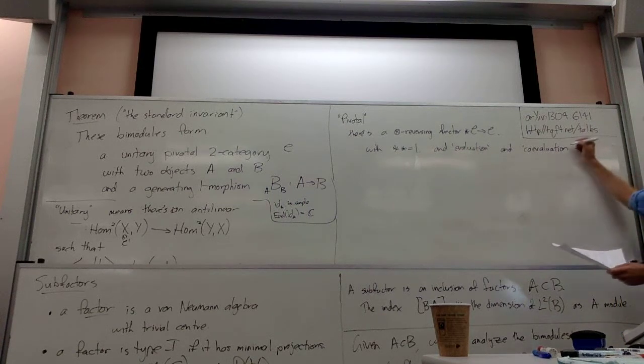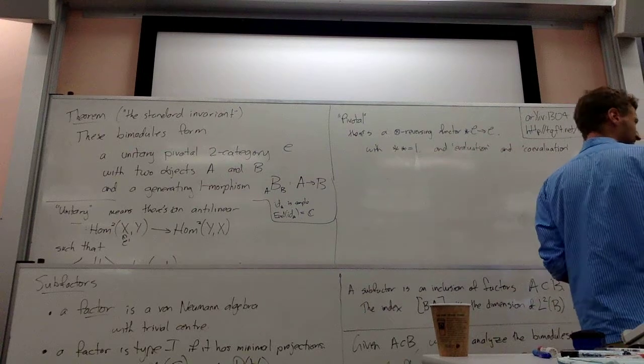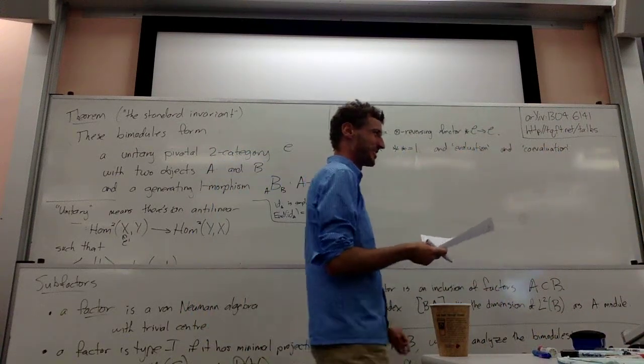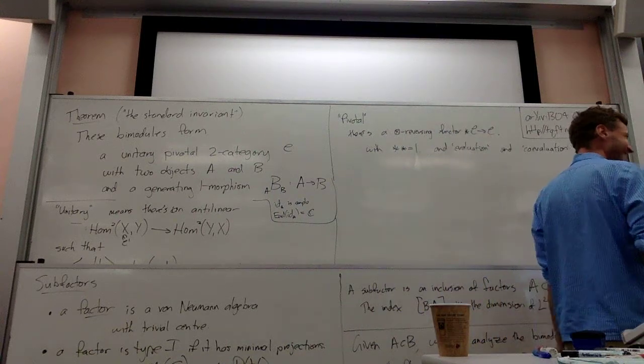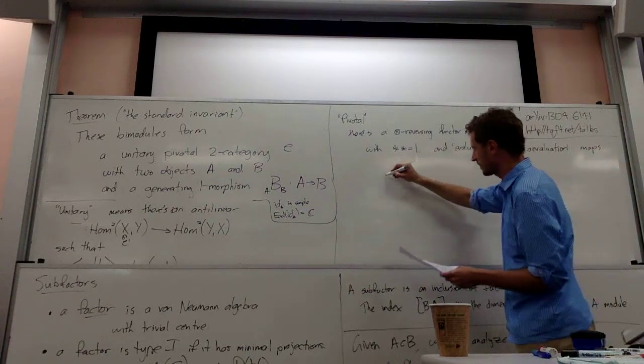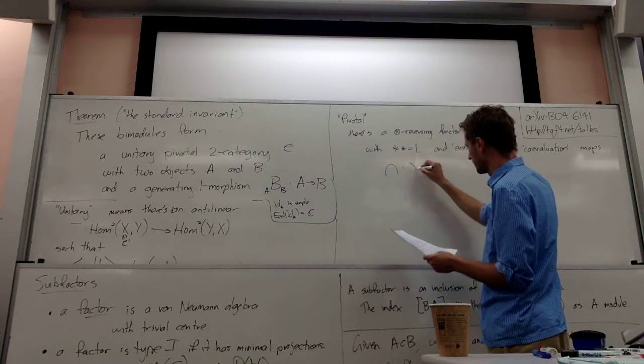So another way to say that would be C op to C. But by the time you're up at pivotal two-categories, there are so many different things that op could mean that it seems worth spelling out. Okay. These maps, which I'm just going to draw as little cups and caps.